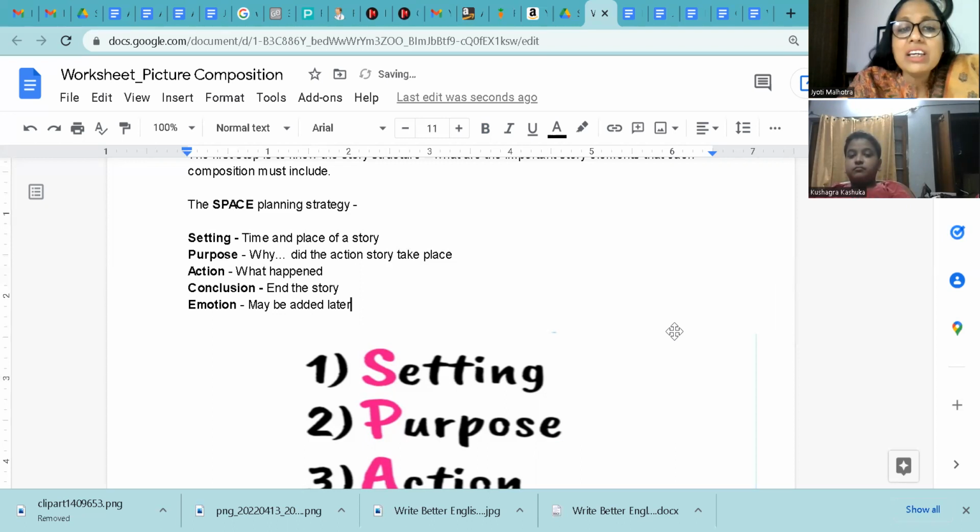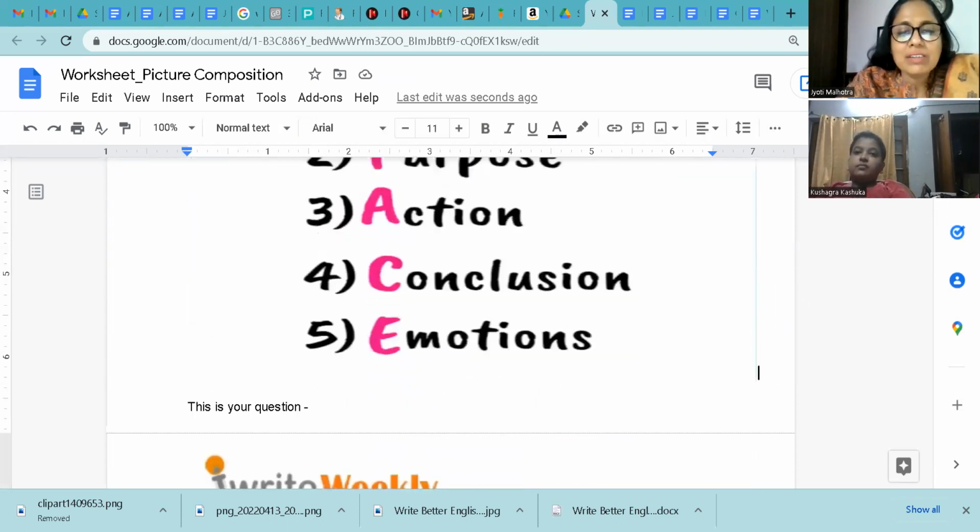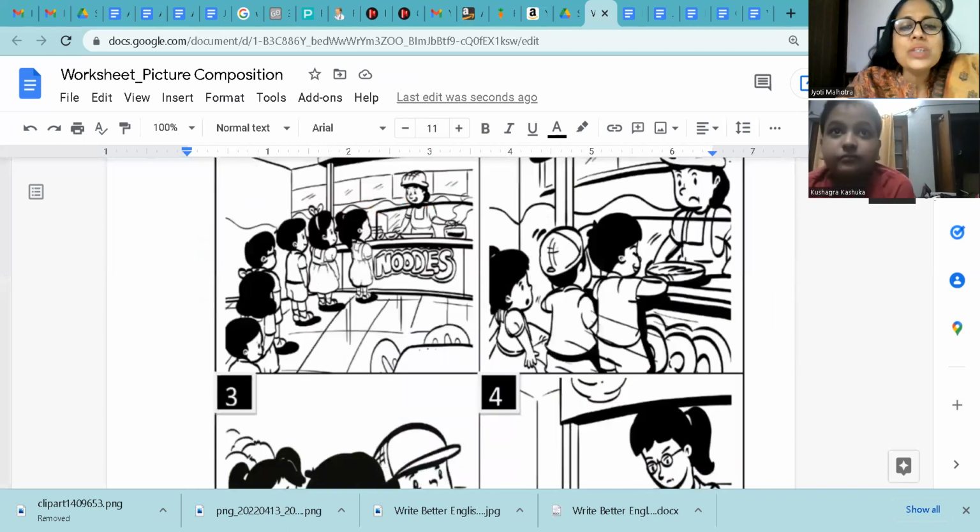Okay, in case you don't understand how to add it, in the beginning itself, all right. So this is your picture. What do you read in the picture? Let's first observe this picture. Okay, this is a sample picture. So here is a noodle bar. Can you see there is a noodle bar?